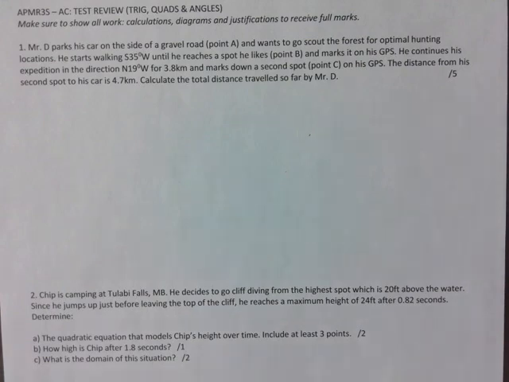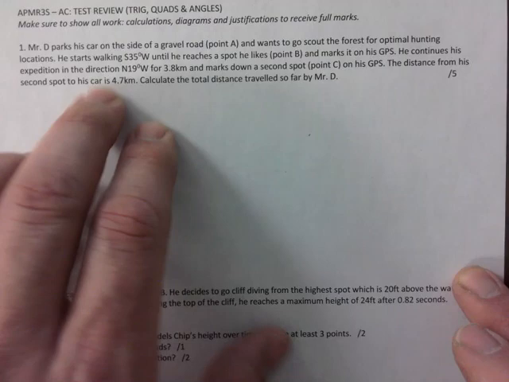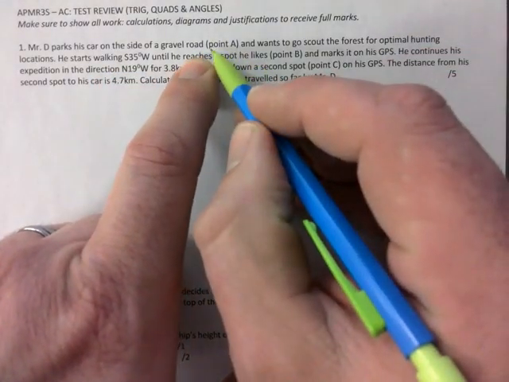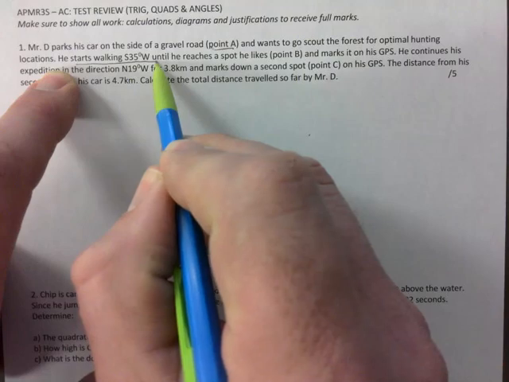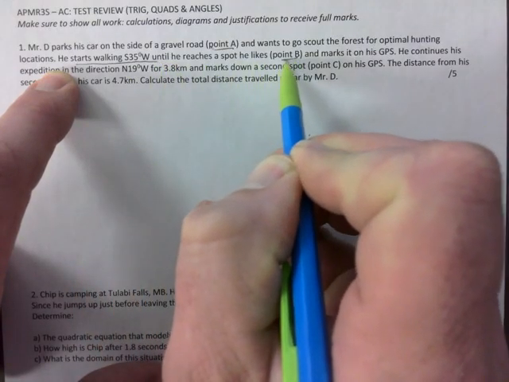Because it's so packed with stuff, right? Lots of concepts we need to know for this unit. So here we go. A car is parked at point A. Scout starts walking in this direction until point B is reached.